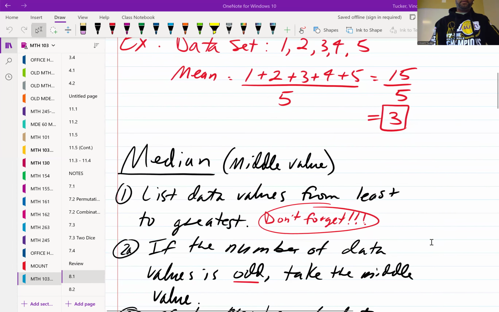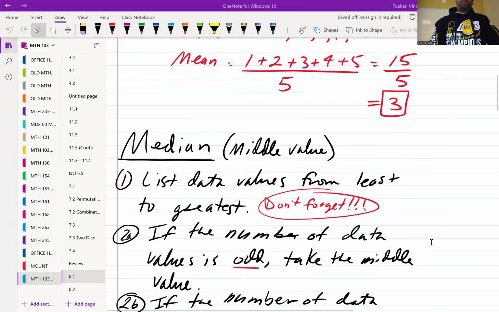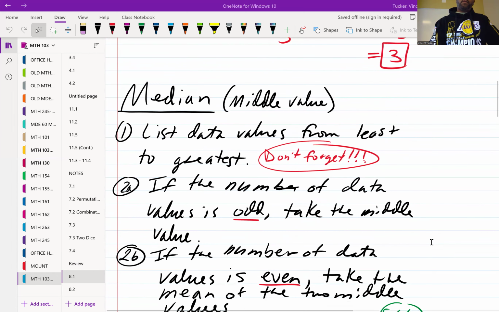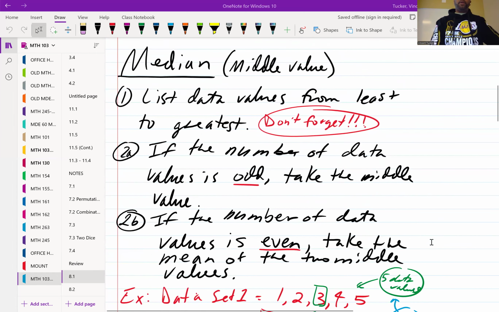Next one's median. Think about the middle when it comes to median. That's your middle value. So that first step, always make sure you hold true to the first step. A lot of times people do forget that first step: list all your data values from least to greatest.